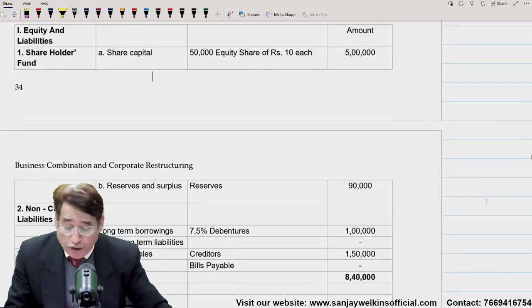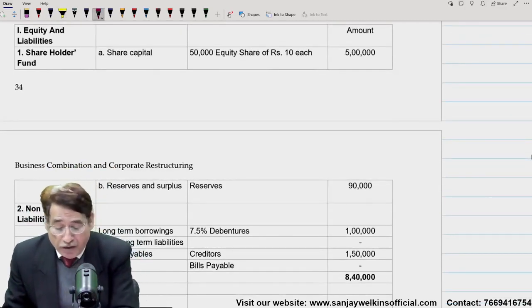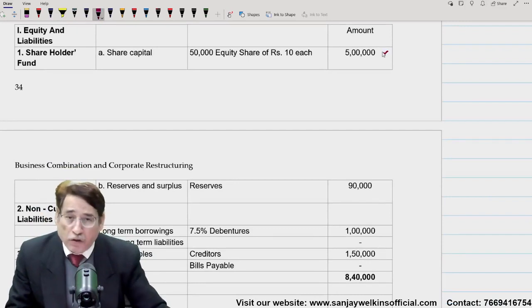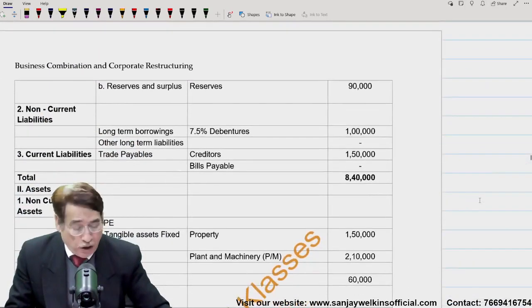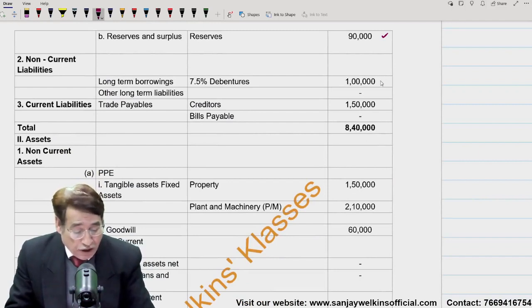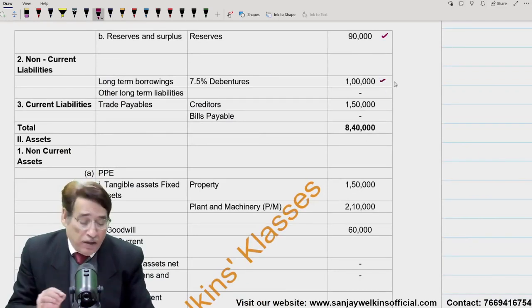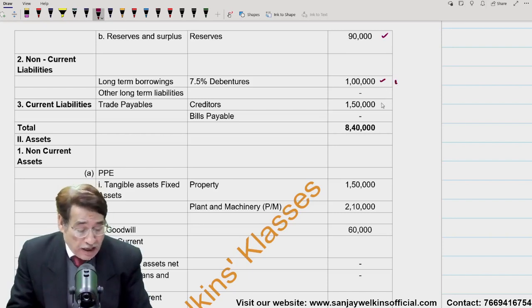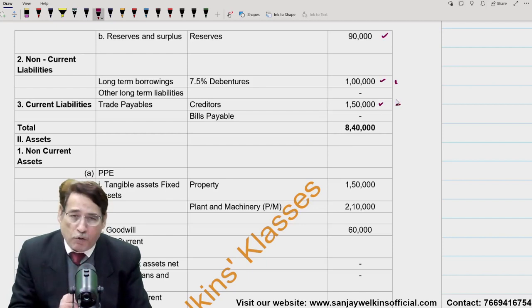Now we look into the balance sheet and we find, as usual, there is equity share capital, which will be posted to the equity share capital account in the books of the acquiring company. Besides, there are reserves and surplus. Under it, we have only reserves of 90,000. Again, it will be posted to the credit side of the shareholders account. Then as far as liabilities are concerned, one is debenture and another is creditors. There are two liabilities in this particular question.